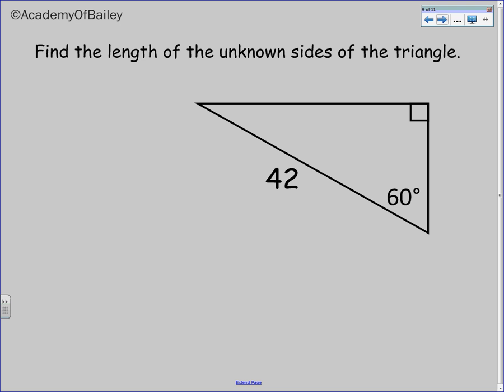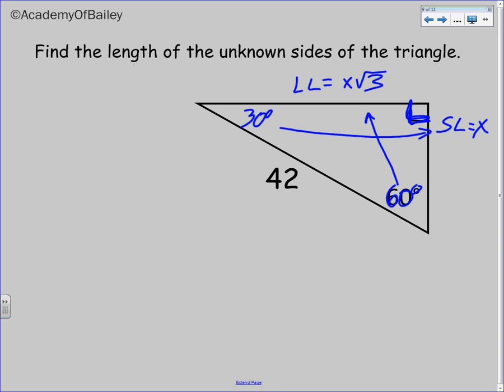This one here is the hypotenuse. It's important to notice that this is 60, and so that one must be 30, because they must add up to 90, since that one is 90. So go ahead and work it out on your own, see what you can come up with, and then check your solution with mine. I know this is the short leg. The short leg is across from the smallest angle, so this is the longer leg. Short leg is equal to x, longer leg is equal to x times the square root of 3, and this is the hypotenuse across from the right angle, which is equal to 2x.